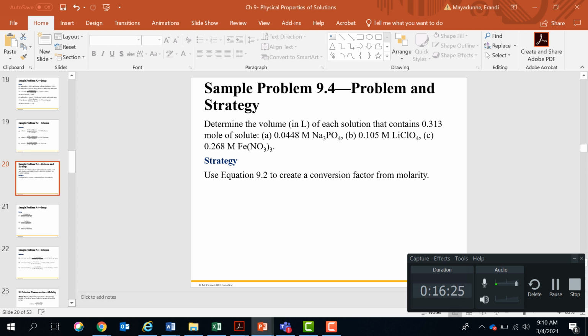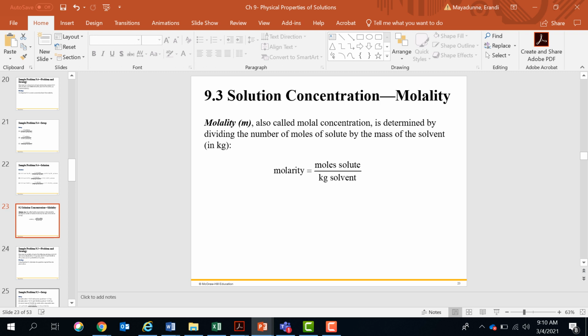Then I'm going to show you the molality. This should be changed; it should be molality. Molality is a lowercase m. It shows moles of solute divided by kilograms of solvent. It's different from molarity. For molarity, we took the volume of the solution. Here we take the kilograms of solvent.